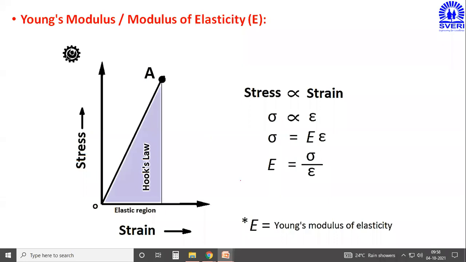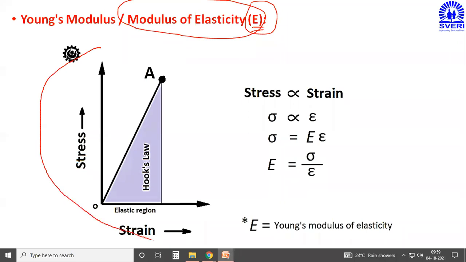So the first one is Young's modulus, or it is also called the modulus of elasticity. Young's modulus or modulus of elasticity, and it is indicated by capital E. Then how is this particular E defined? How is this particular E obtained, how is its formula defined? So for that purpose, we need to understand the basic concepts of Hooke's law.